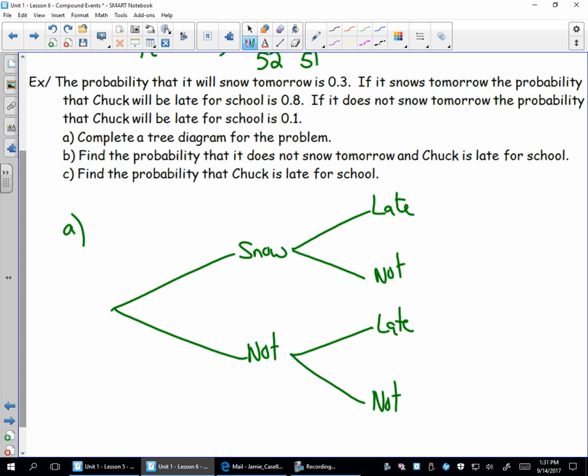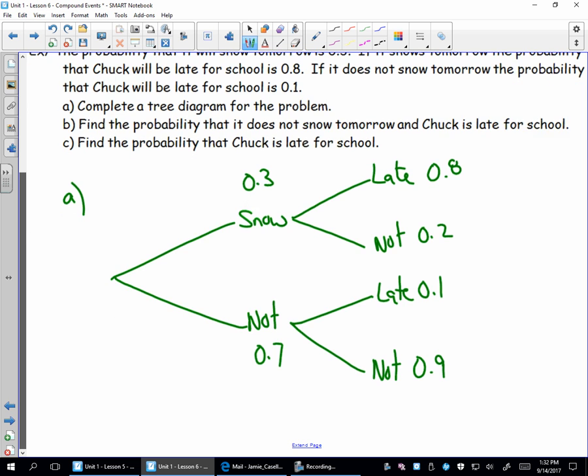So probability of snow is 30% or 0.3. So not snow would be the opposite, the complement. If it snows, late is 0.8. So not late is 0.2. However, if it doesn't snow, late's down to 0.1. So notice this time in my tree diagram, the second set of branches, the probabilities are different because it depended on what happened first.